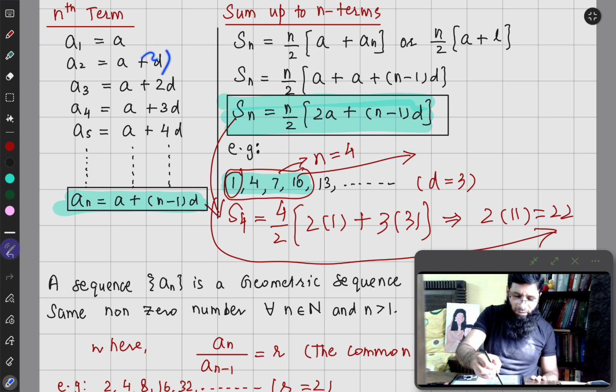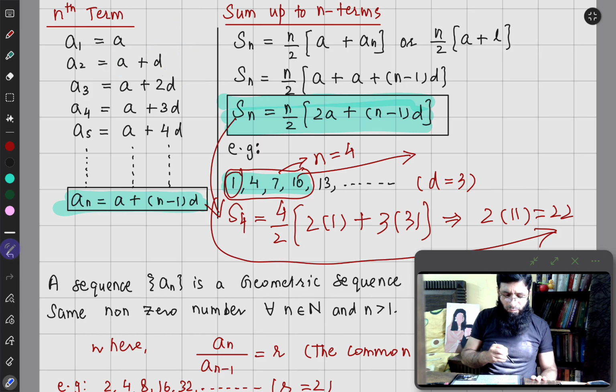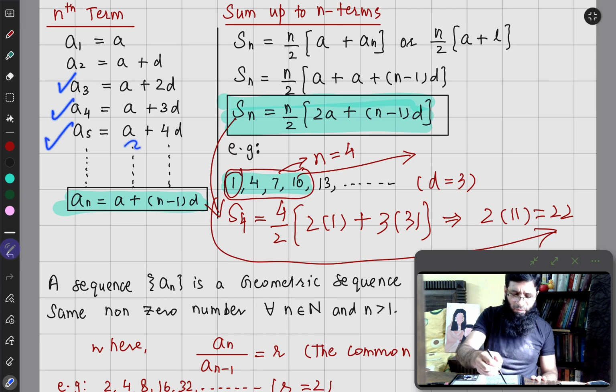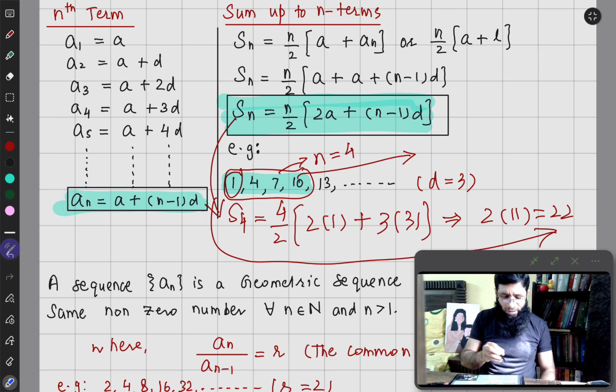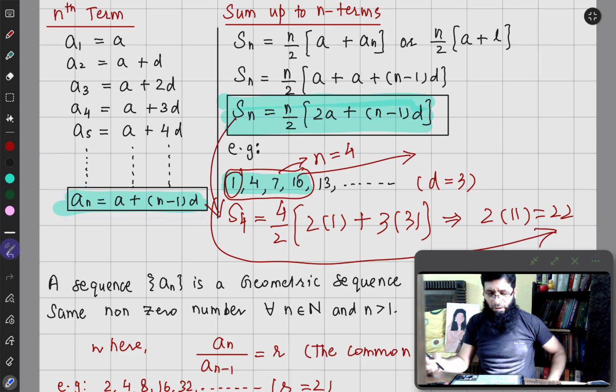Similarly, if you add D to this term, you will get A plus D plus D. That will become A plus 2D. So this will become the third term. Similarly, you have the third term A plus 2D, fourth term A plus 3D, fifth term A plus 4D. If you follow the same pattern, you will get the nth term or any general term. That will become A plus (n minus 1)D.